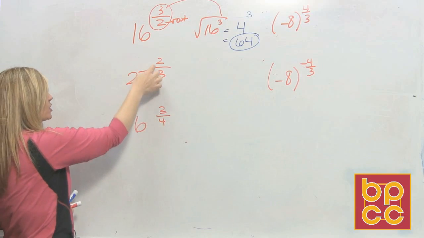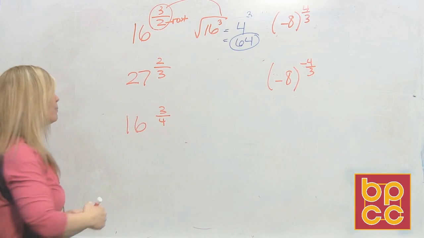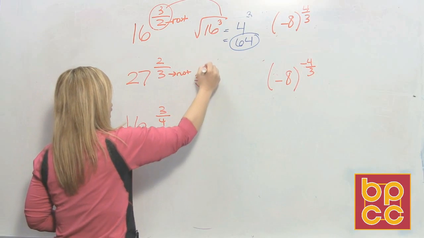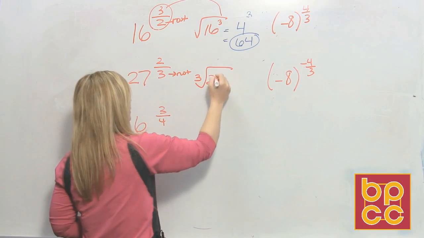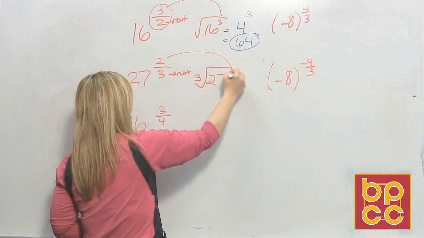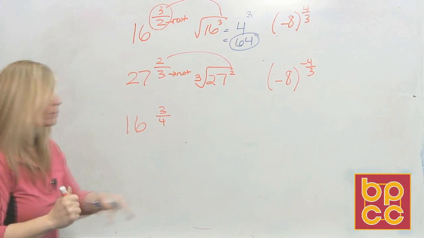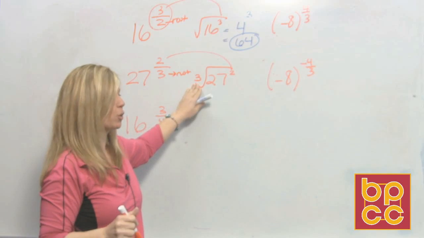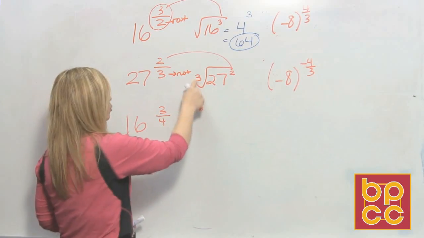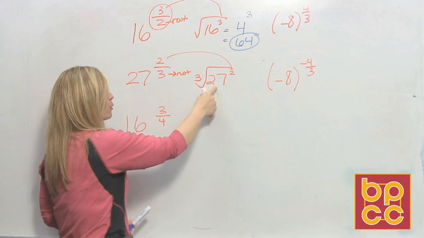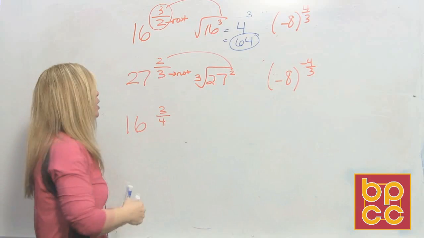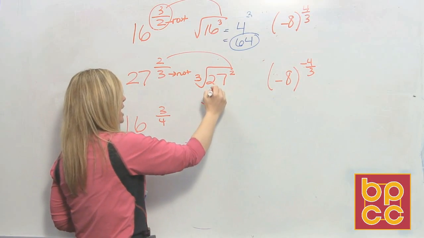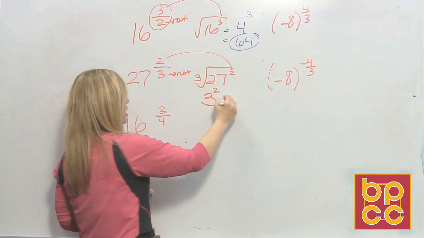I have 27 to the 2/3. What does that mean? The root is cube. So I'm asking you to cube root 27 and then to take that answer and square it. Sure, I can get a calculator out and do 27 times 27 and then try to cube root it, but it would be easier to do the root first. What is the cube root of 27? You all have memorized that. What multiplies to give us 27? It's 3. Then you'll take the 3 and square it. So what's 3 times 3? 9.